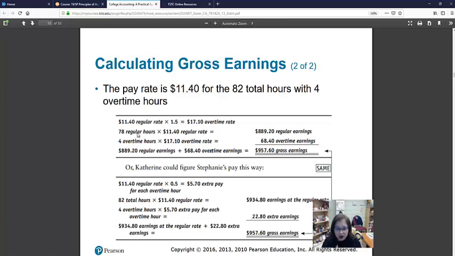So the regular pay for 78 hours was $11.40 per hour. The overtime hours were paid at $17.10. So here we go. We had $889.20 of regular earnings plus $68.40 of overtime earnings. So when you add these together, the gross earnings that they have was $957.60 for the gross earnings.